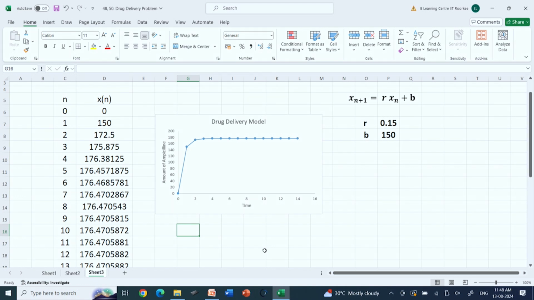So, with this we come to the end of this lecture where we have shown the discrete case of a drug delivery model. In my next lecture, we will be talking about compact models, namely discrete Lanchester's compact model.